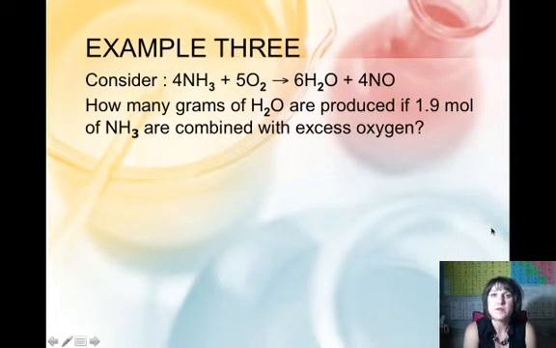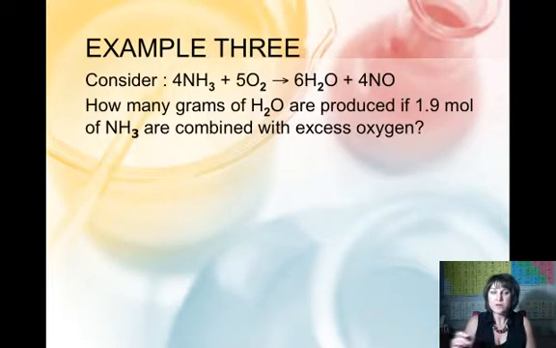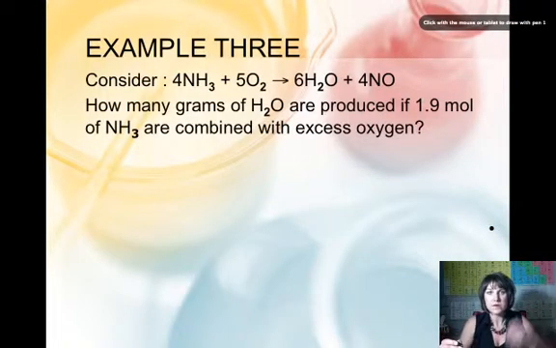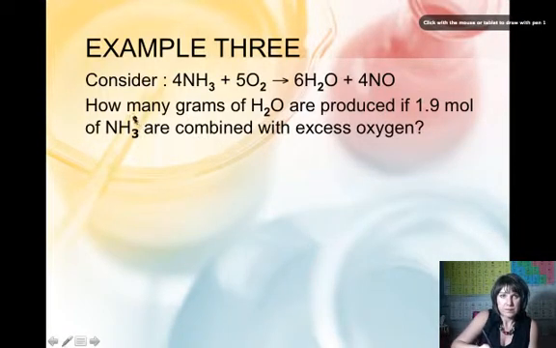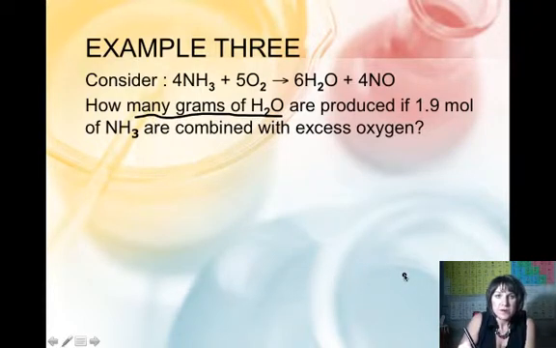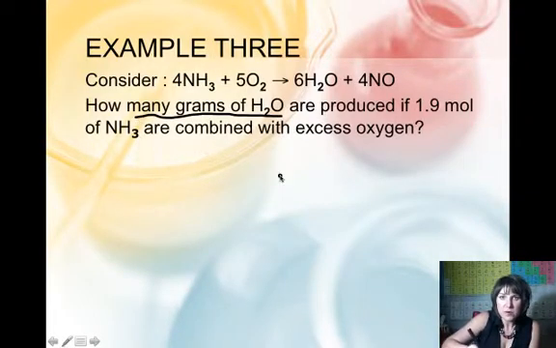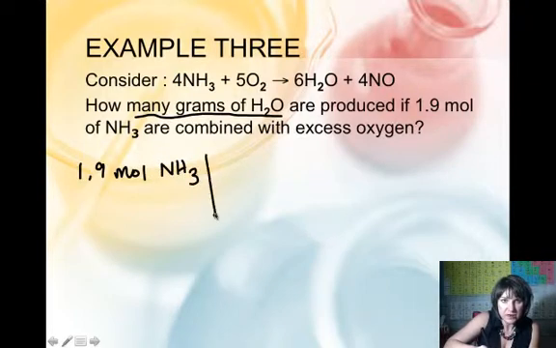Okay, let's look at example 3 then. In this example, we're going to use the same equation, but now we're going to put a little twist on it, because instead of starting with moles, we're going to have grams. Actually, we're ending with grams, not starting with grams. So same equation, same recipe, only this time we're asked to find how many grams of water are produced if we start with 1.9 moles of ammonia combined with an excess of oxygen. So oxygen is not the limiting reagent here. It's the ammonia that runs out first.